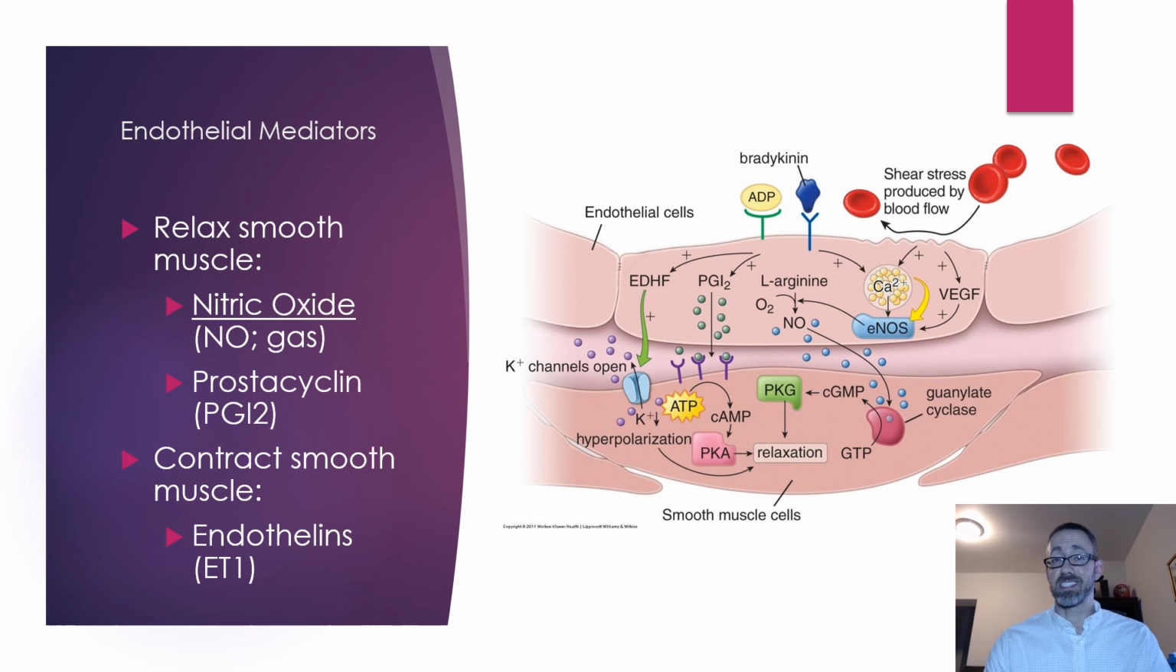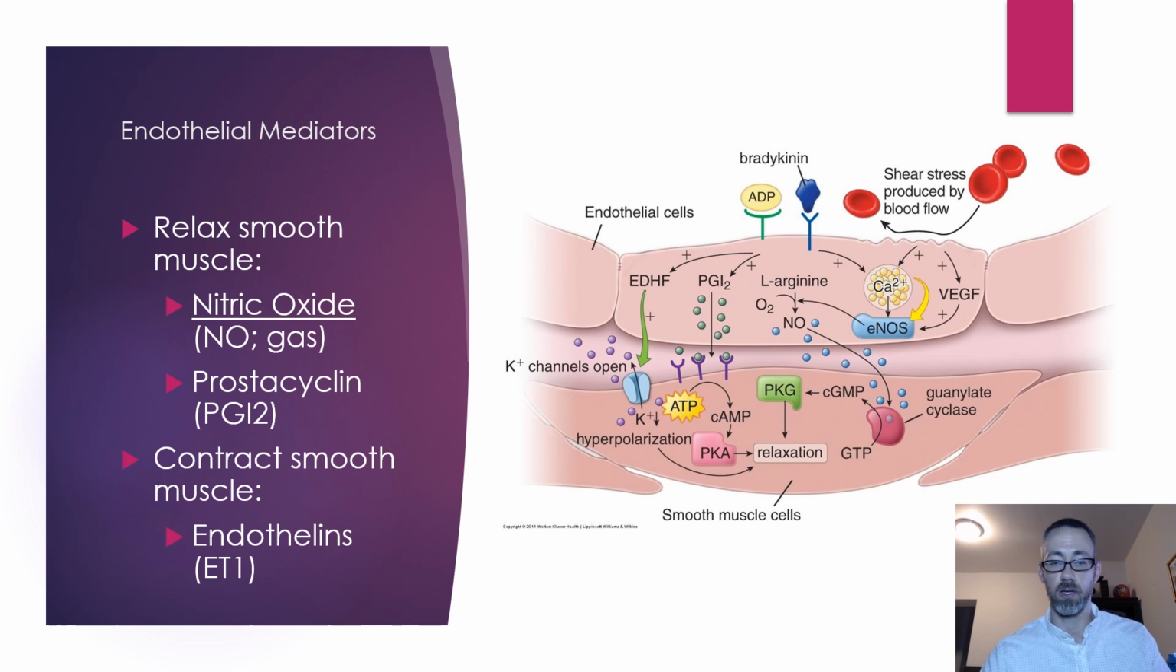Prostacyclin, we talked about prostacyclin in the previous lecture as well. Prostacyclin can also locally influence smooth muscle relaxation. It also inhibits platelet aggregation, right? Contraction of the smooth muscle can be carried out by endothelins, or ET1, which can be released by the endothelium and influence contraction of the smooth muscle cells. So the endothelial cells themselves can appropriately respond to some of the stimulants.